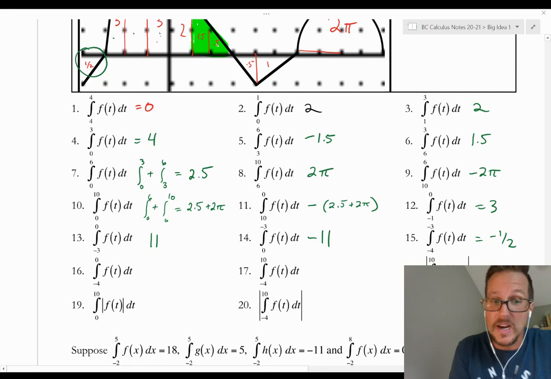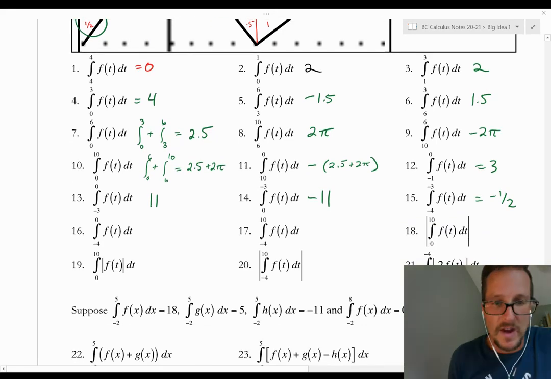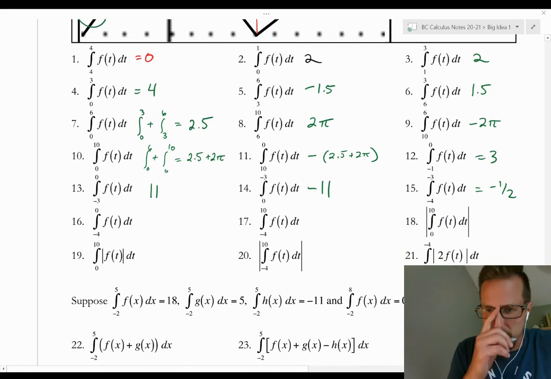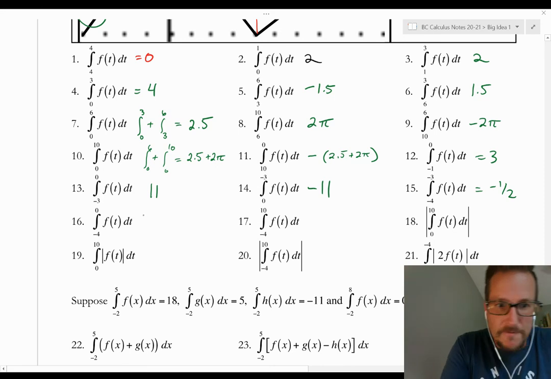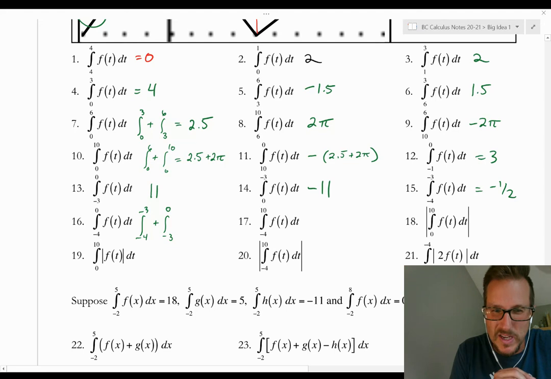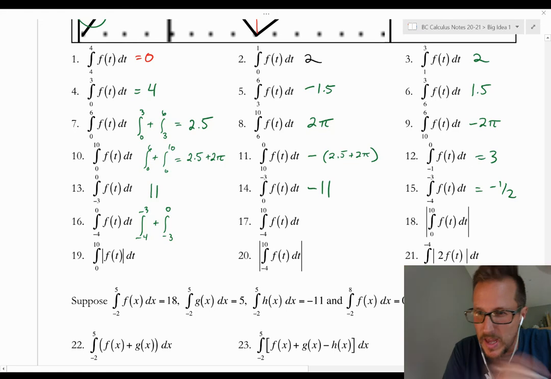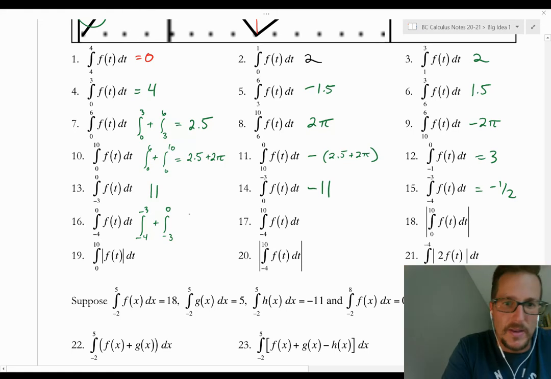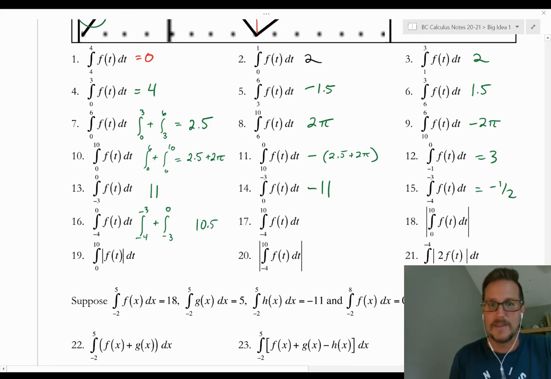All right, so -4 all the way to 0. Don't need the graph anymore because I know that's just going to be the sum of two integrals I already know. How about -4 to -3 plus the integral from -3 to 0. So I'm just going to add those two together. So let's see what those values were. -1/2 plus 11. That's just 10 and a half. For a second there, I couldn't add.